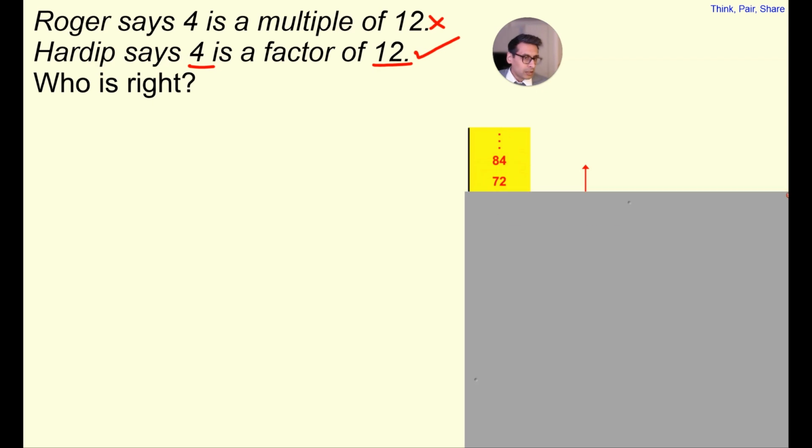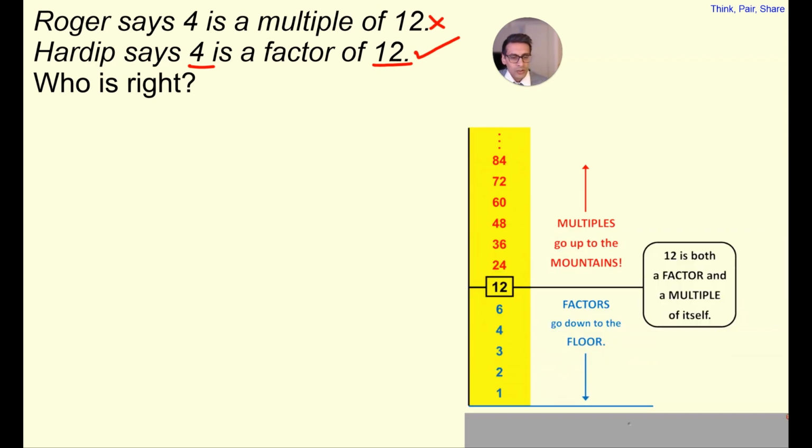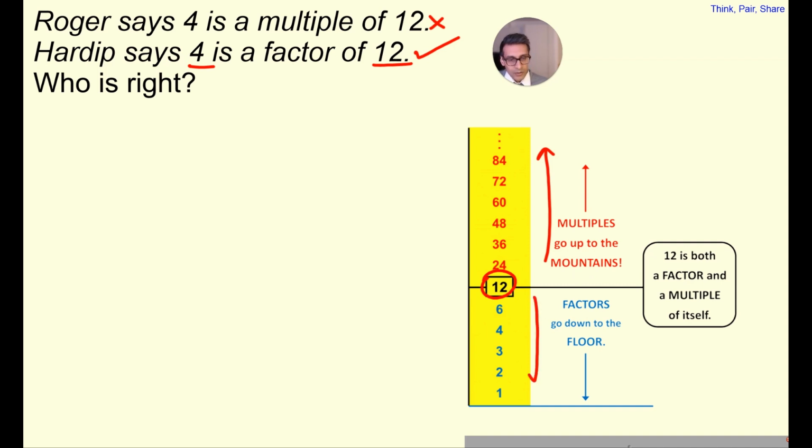Here is something that might help you just to remember the difference between factors and multiples. You don't have to use this, but for example, the number 12 that we're using here, multiples go up to the mountain, so they're going to be bigger than the number given. Factors go to the floor, so they go downwards on the number line. You may find that useful, just to remember. Another way to remember is factors fit into a number.